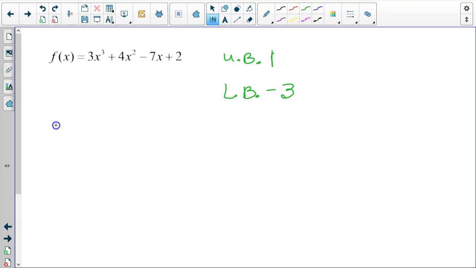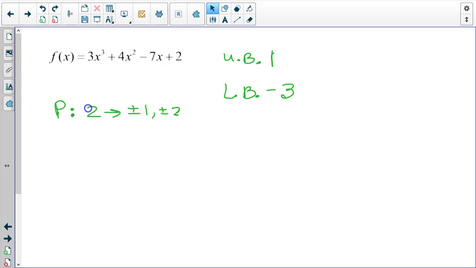So now I'm actually going to start trying to find my actual zeros, right? So how do I do that? How do I find what my zeros could possibly be? Mind your P's and Q's, right? So what was P? P is 2, which has factors of plus or minus 1, plus or minus 2. And Q? 3. So my factors: plus or minus 3. So my P over Q, I don't know why I did a capital Q.